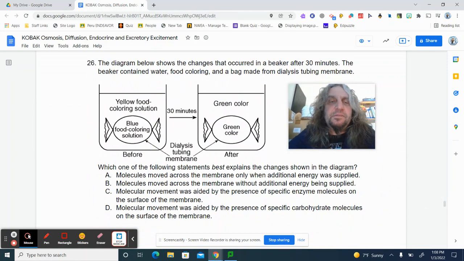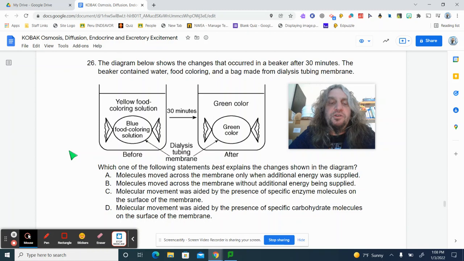Question 26. The diagram below shows the changes that occurred in a beaker after 30 minutes. The beaker contained water, food coloring, and a bag made from dialysis tubing membrane. All right, so here we've got the before: yellow food coloring outside of the bag, blue on the inside of the bag. 30 minutes later, green on the outside, green on the inside. Which one of the following statements best explains the changes shown in the diagram?